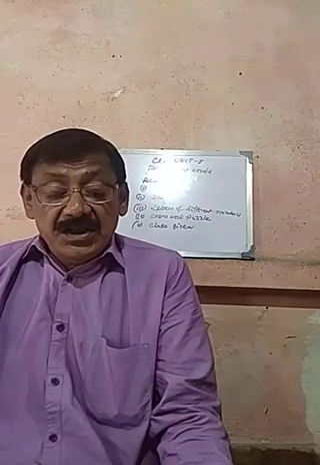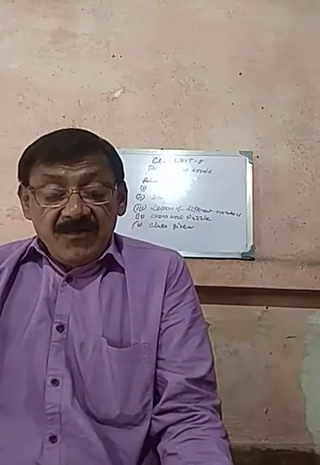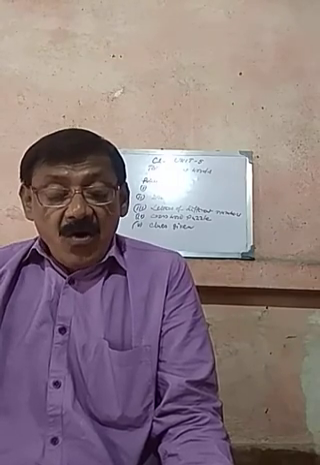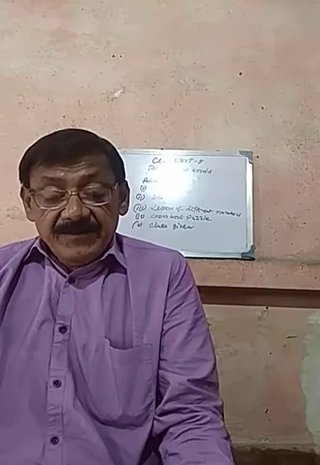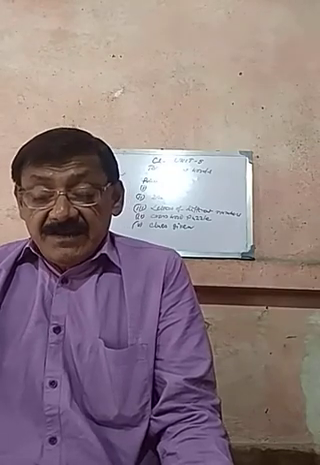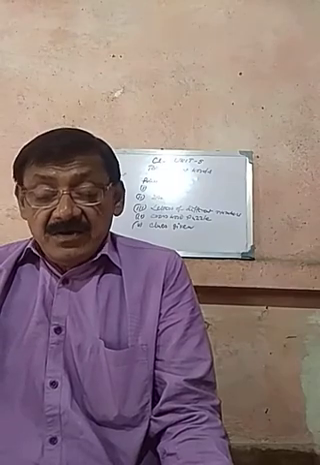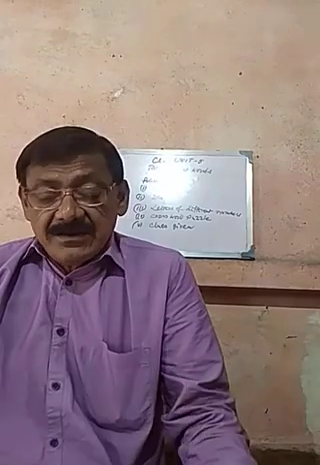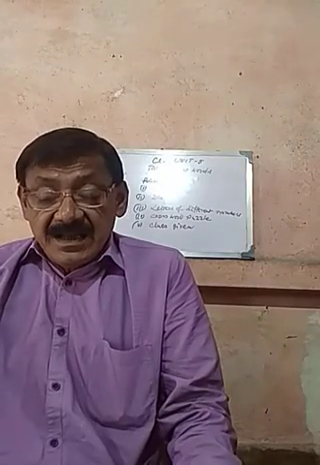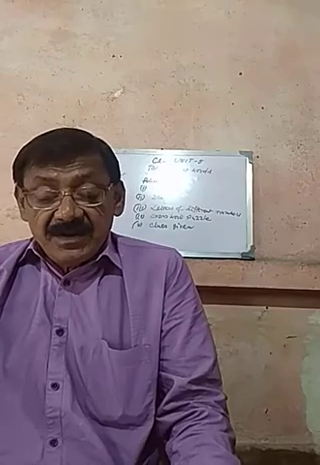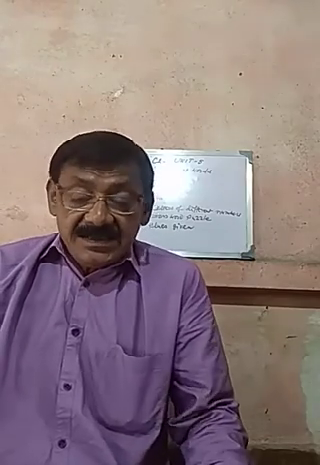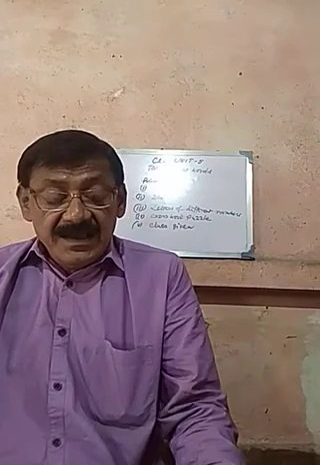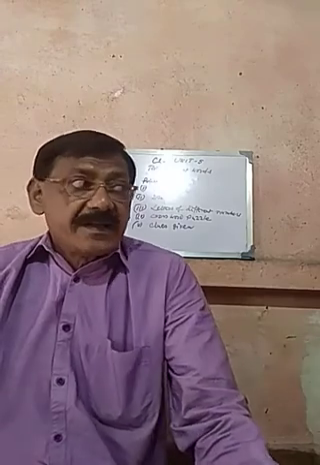Now serial number 14 of across. A measure of how hot or cold something is. The answer will be temperature. How many letters are there? This temperature consists of 11 letters: 1, 2, 3, 4, 5, 6, 7, 8, 9, 10, 11.